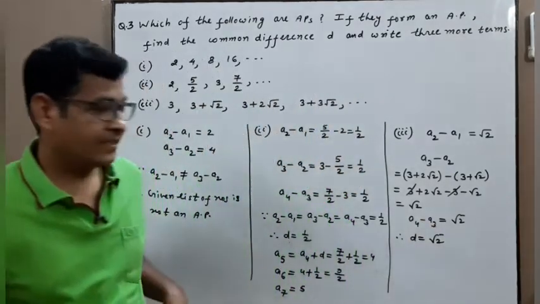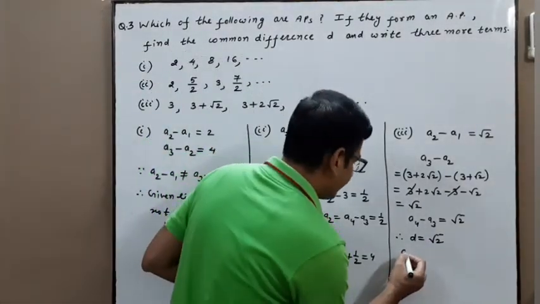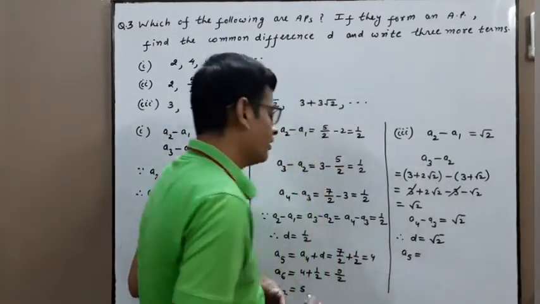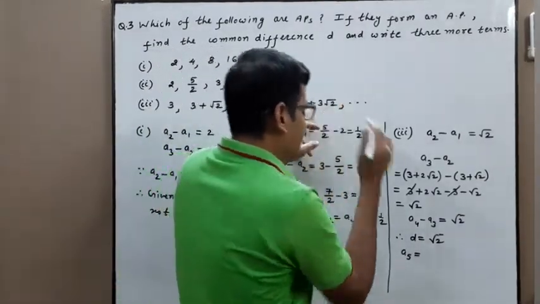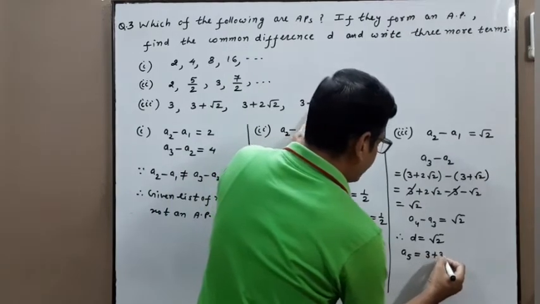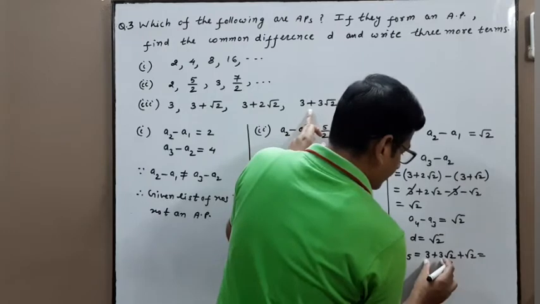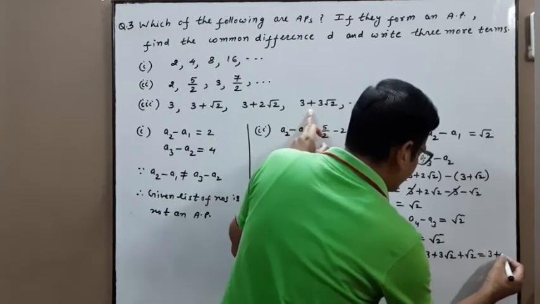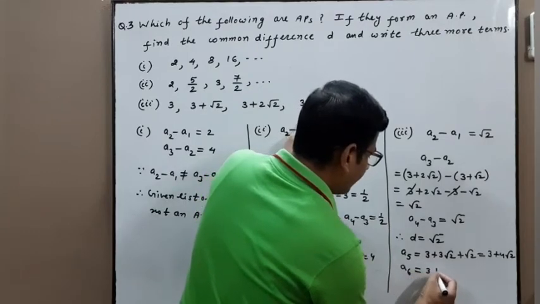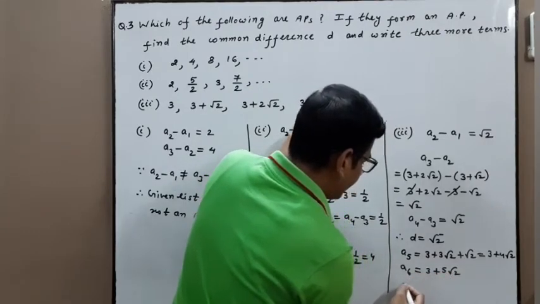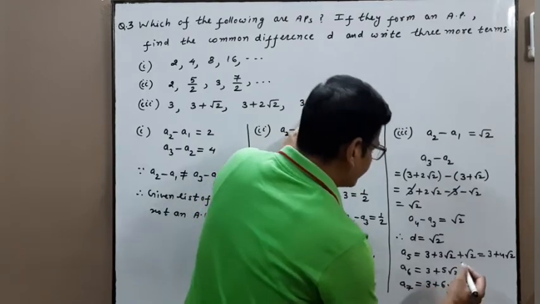Now write the next 3 terms. 3 more terms means a5. So a5 is equal to the fourth term plus the common difference: 3 plus 3 root 2 plus root 2, which is equal to 3 plus 4 root 2. The sixth term is 3 plus 5 root 2 and the seventh term is 3 plus 6 root 2.